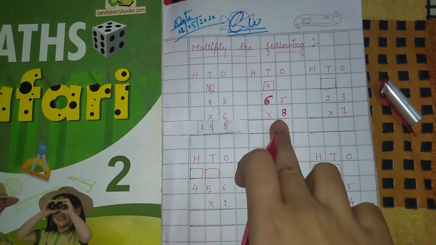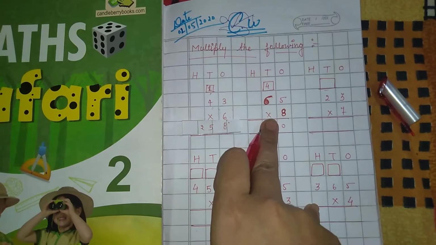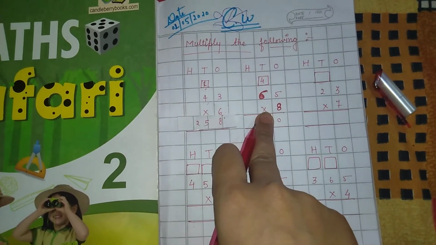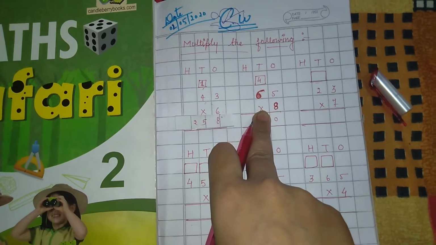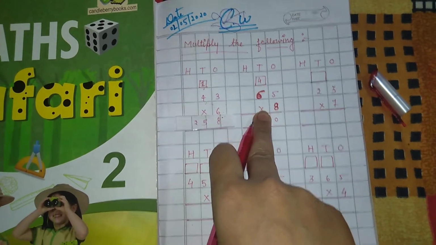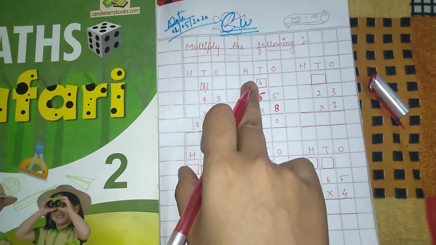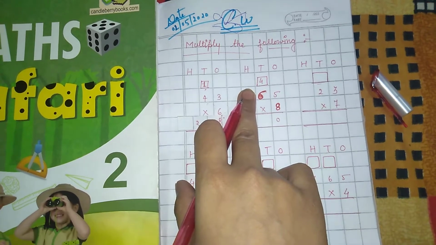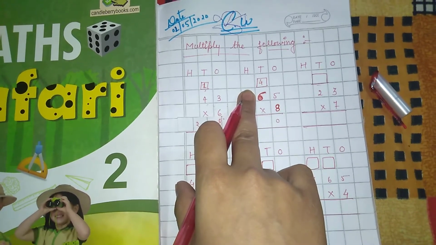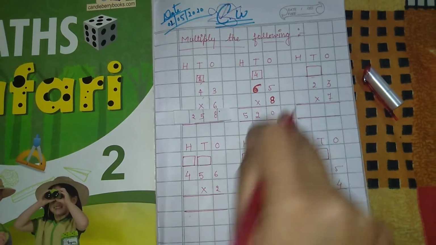Then after we will read the table of 8 for 6 times. So first we will read the table. 8 1 the 8, 8 2 the 16, 8 3 the 24, 8 4 the 32, 8 5 the 40, 8 6 the 48. Then after we will add the 4 to 48. So when we add the 4 to 48, what digit will come? 52. So we will write here 52.